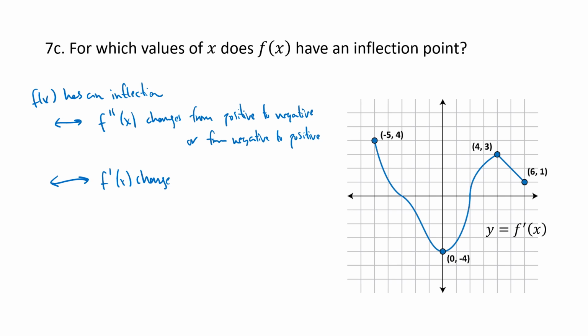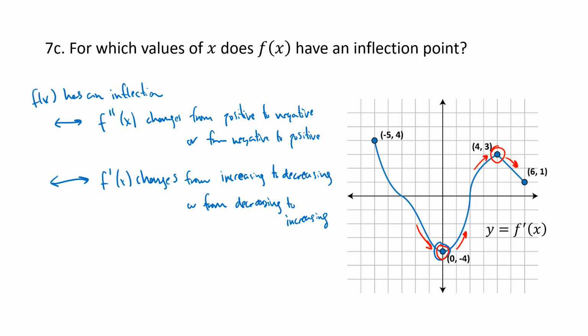Well, if f double prime is changing from positive to negative, f prime is going to be changing from increasing to decreasing. Again, or vice versa, from decreasing to increasing. So where does that happen? Well, that happens here. That's where my graph f prime changes from going down to going up, and it happens again here. That's where my graph f prime changes from going up to going down. So the answer to my question would be x equals 0 and x equals 4, because those are the points at which that happens.